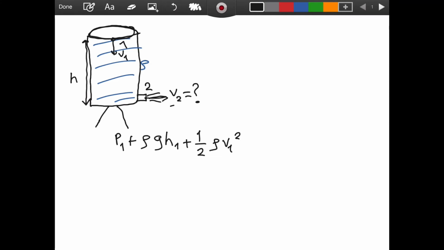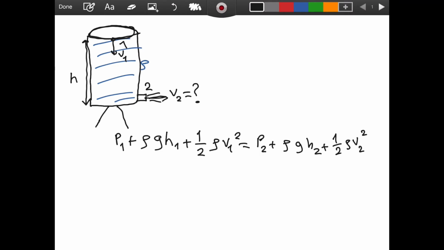Since water is coming out of the exit, the second position, then water should also move at the first position. I mean, the water should come from somewhere, right? It can't come out of nowhere, and it is coming from position 1. This is equal to, using Bernoulli's equation, only the subscripts will change. We have P2, pressure 2, plus rho g h2 plus 1 over 2 rho v2 squared.